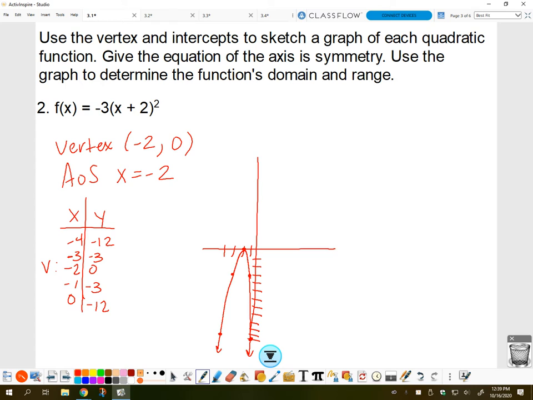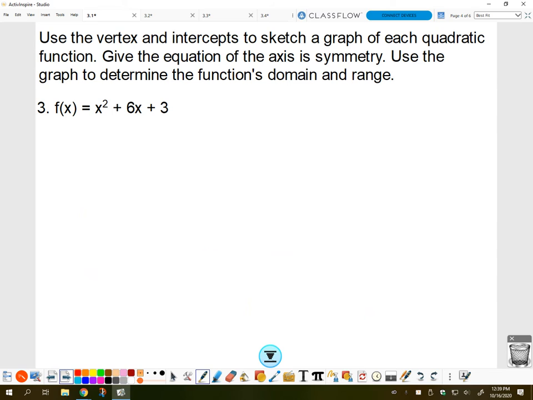All right, so again, domain is all real numbers. And range for this one, we're going to say start at -infinity and go up to 0 and stop there. Okay, so if they give you vertex form, it's pretty straightforward. If they give you standard form, then it's not as straightforward. You have to do a little bit of work to get that vertex.